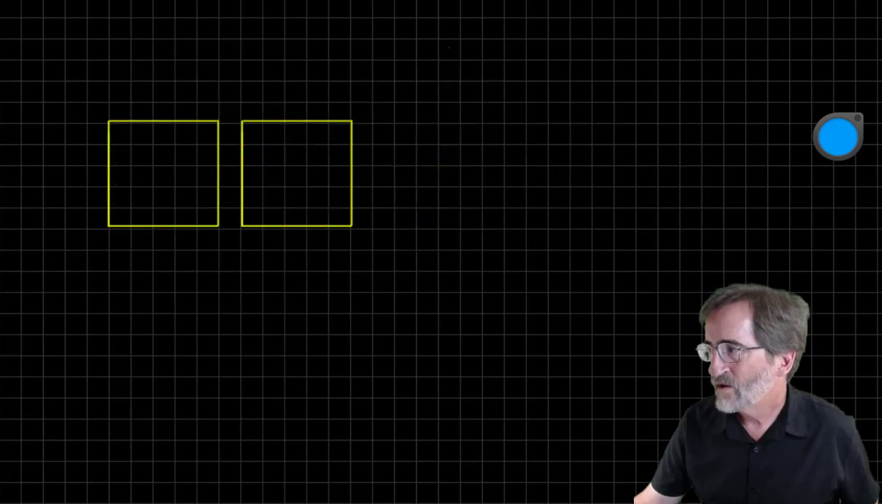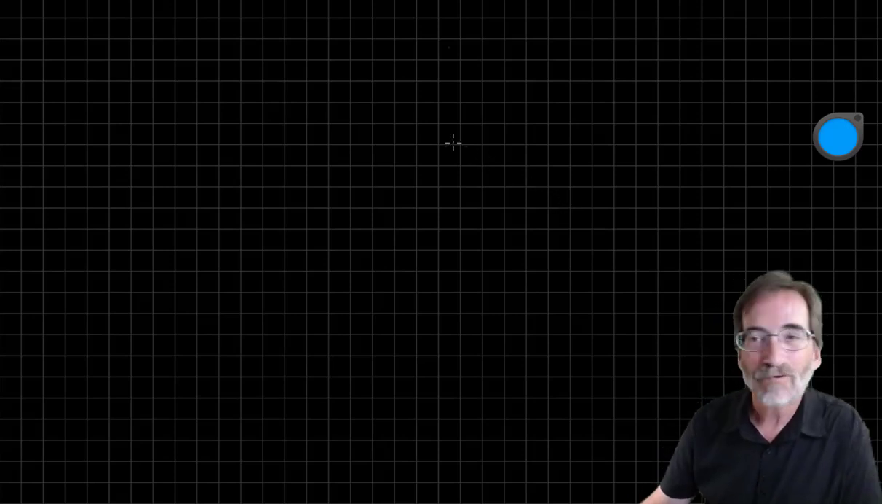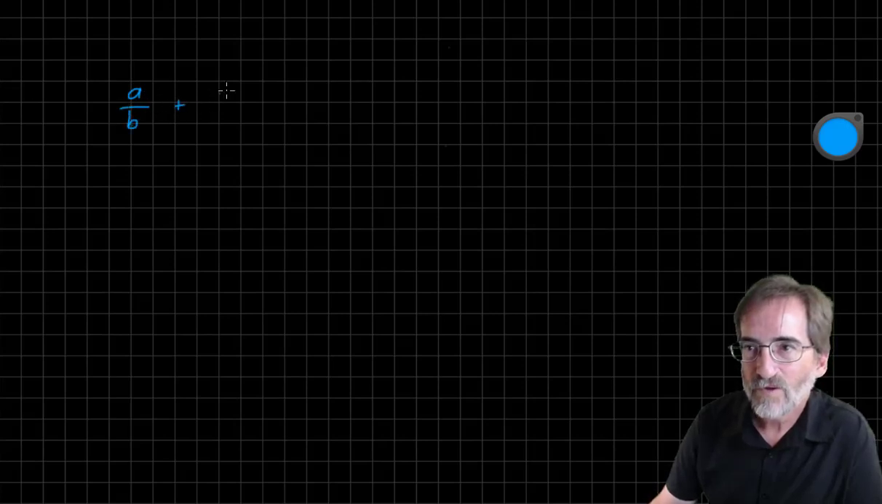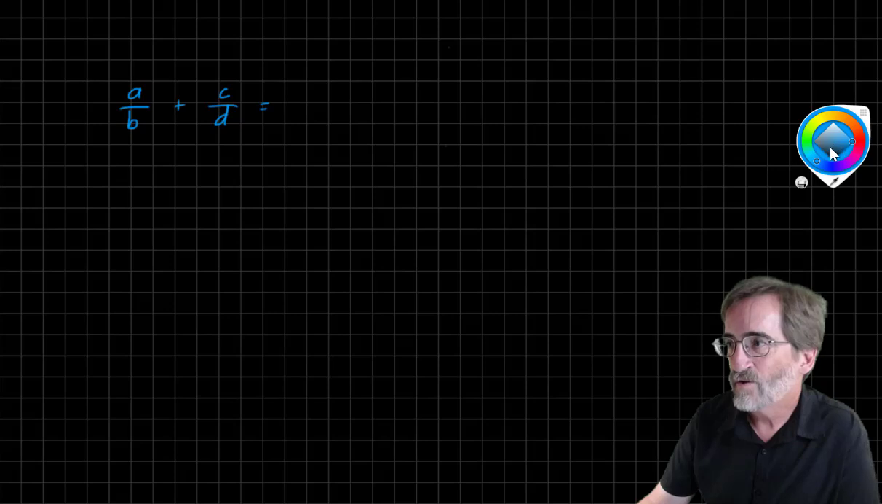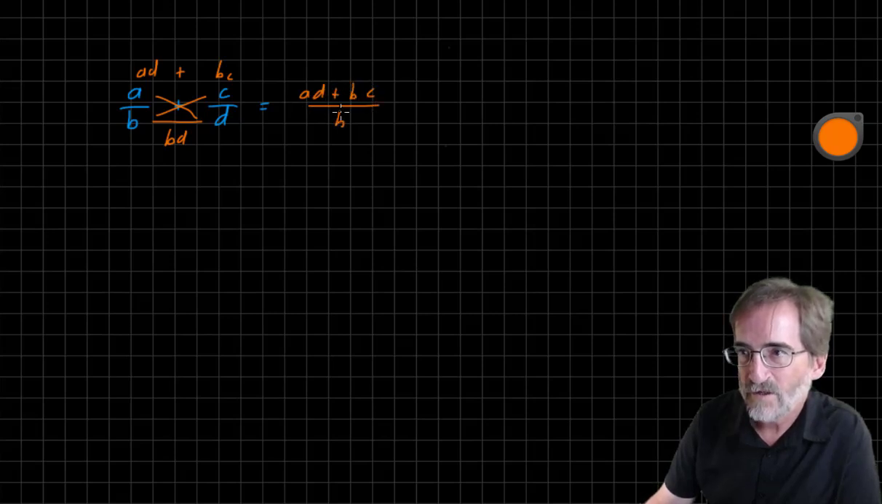What about proving that two rational numbers add to make another rational number? That can be done this way. We represent them with variables. The ratio A over B plus C over D equals, and use the algorithm. In order to add, crisscross across, B times D, A times D, B times C, add AD plus BC. AD plus BC over BD.